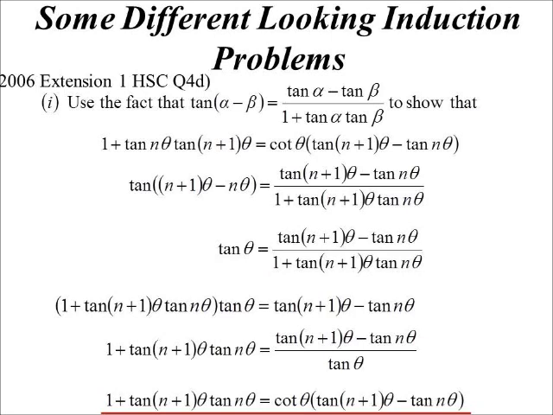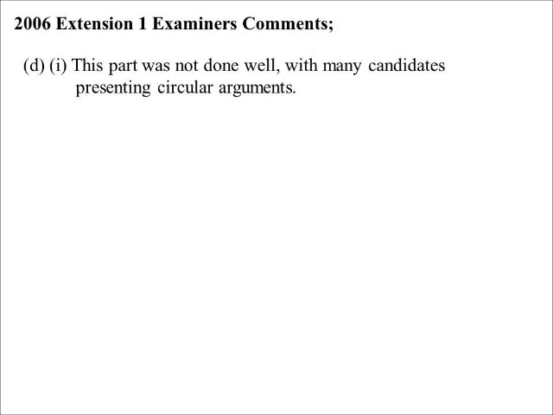So that was the first part of this question. When you look at the NESA website, they put up examiners' comments with HSCs to give you a bit of an idea of what people did well, what they didn't do so well. So the comment on this one was, the first part was not done well. Presenting circular arguments, and that means those are the ones where you end up coming back around and you get some sort of statement like 0 equals 0.